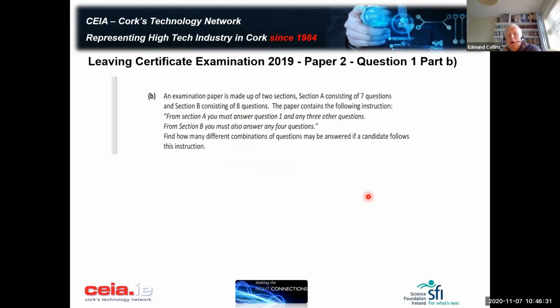Now, this is where I'm going to take a little breather for a couple of minutes and get you to do some work. And Eamon is going to bring up some poll questions just when I've gone through this question, and then I'll work out the solution just on the screen here using the pointer. So this is taken from last year's Leaving Cert examination. So it's paper 2, question 1, part B.